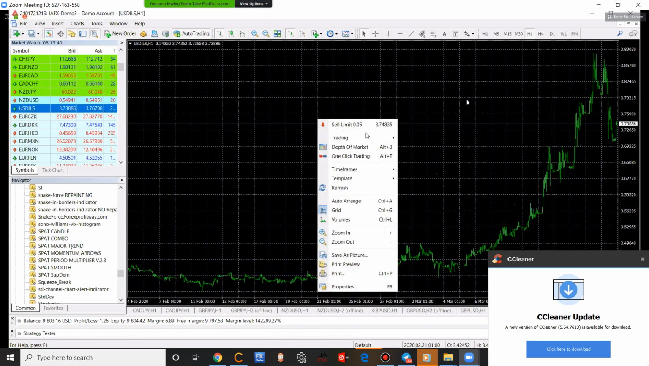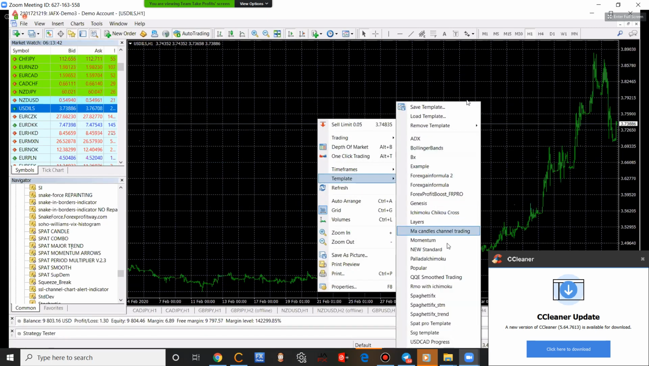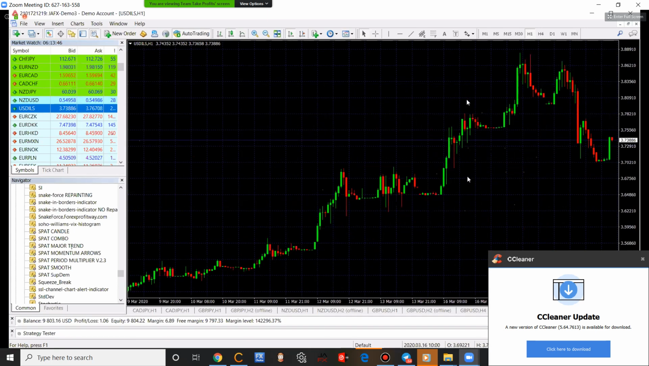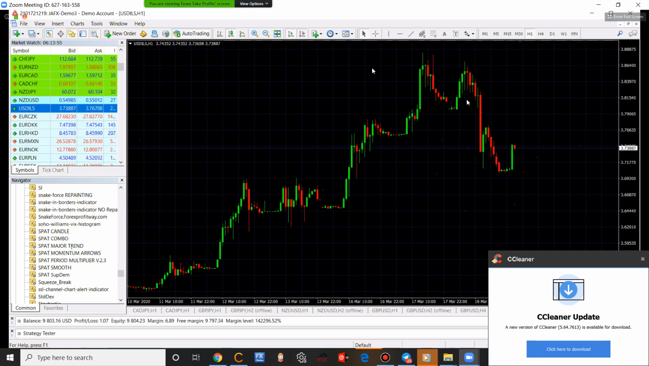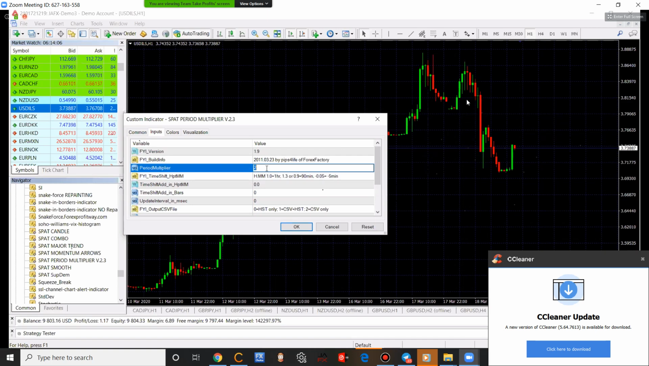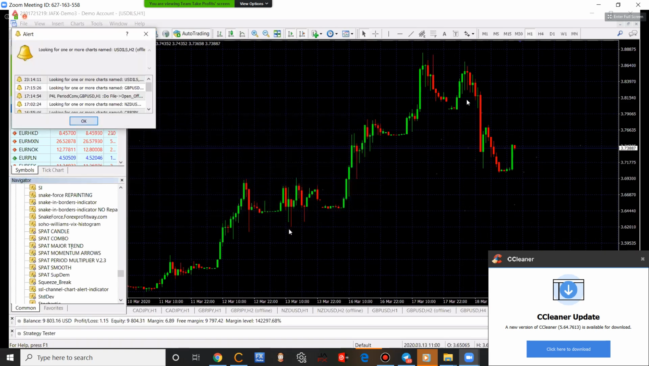Let's say I have a chart here for USD. Let's say I want a 2-hour chart here, and MetaTrader 4 does not have 2 hours by default. So what I do is I just run this indicator here. Period multiplier is 2. So if I take 1 hour times 2, it's going to give us 2 hours.